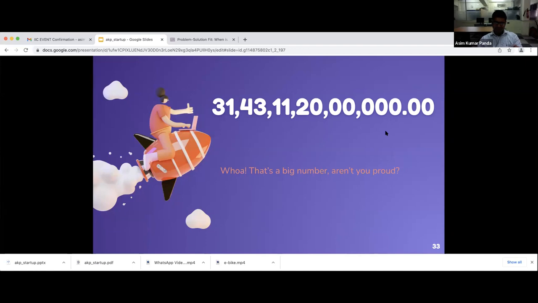Ma'am, I want to add a few more things, just two or three points, for students actually. So this is a number. Can anybody guess or predict what this is? Is it pi or something? Actually, this is in dollars, $42 billion. This is the money that startups in India have raised till now. So this is a magic figure, we can say.